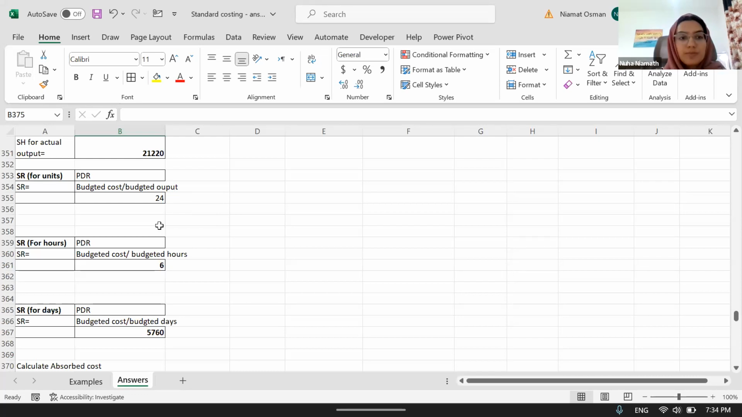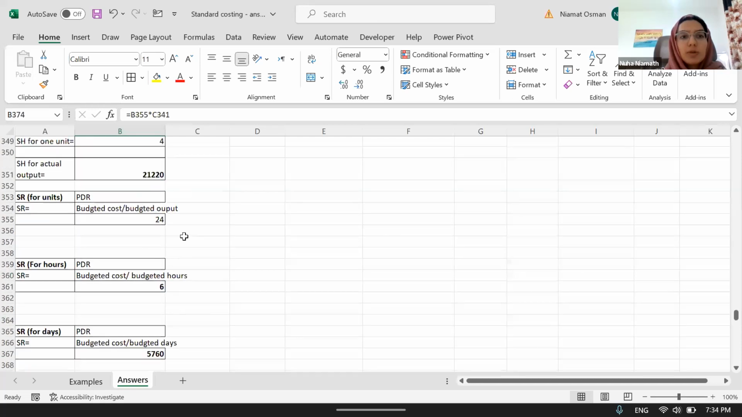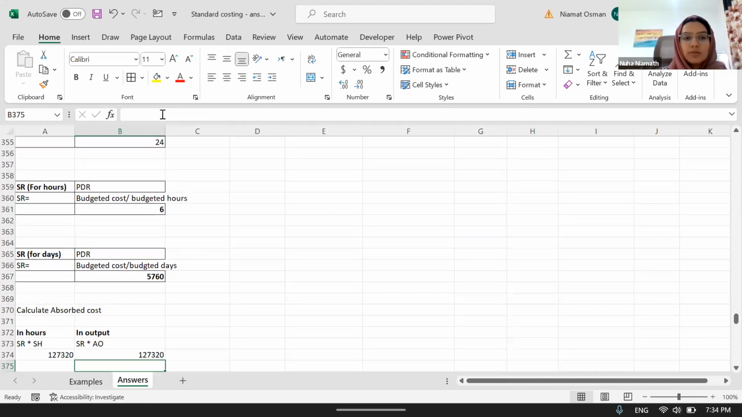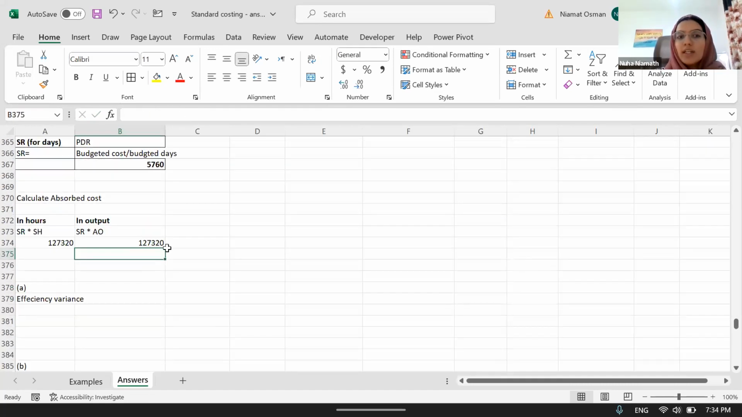We have to take actual output. Everybody, I've taken budgeted output, I think. Yes, I took 6,000. That's why. So we'll change that to actual output. So we'll get 1,27,320. Is it clear, everybody? How in both the terms we'll get the same answers? Clear? You can use any method in the exam, but just be careful what you're multiplying with what. Okay? Thank you, Khatija. How about the others? All clear? Everybody has calculated absorbed cost?